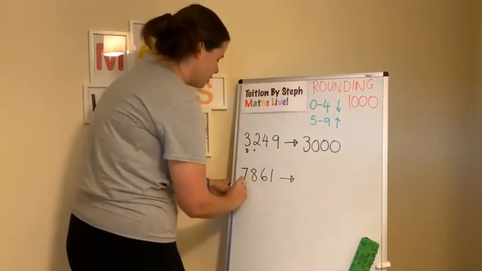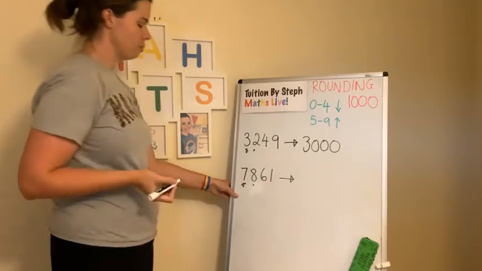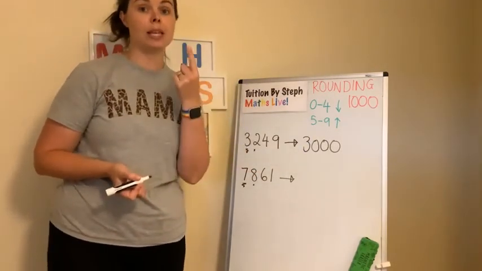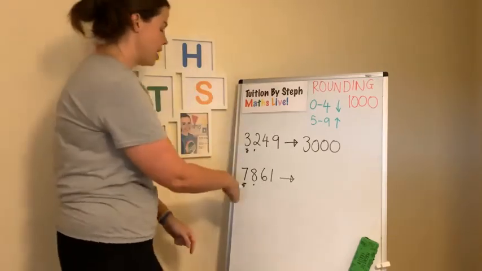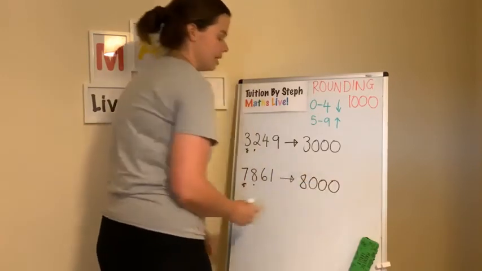7,861. So we're currently in the 7,000s. The digit to the right tells us what to do, which happens to be an 8. An 8 means round up, so you don't stay in the thousands you're in. You go to the next 1,000. The next 1,000 after 7,000 is 8,000.